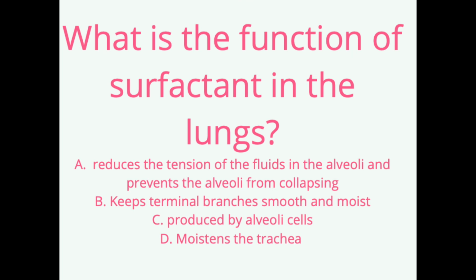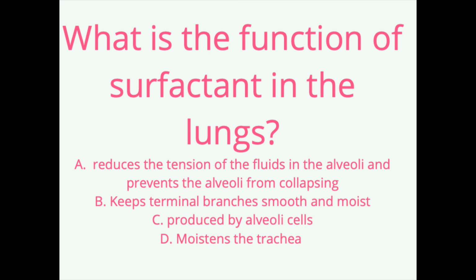Question number 6. What is the function of surfactant in the lungs? A, it reduces the tension of the fluids in the alveoli and prevents the alveoli from collapsing. B, keeps terminal branches smooth and moist. C, produced by alveoli cells. Or D, moistens the trachea.